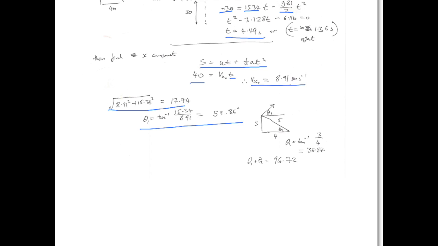of the projectile motion. And to answer the question fully, you need to bear in mind that we've just calculated the angle theta with respect to the horizontal. We need to combine that with the second angle theta 2 in order to get the angle relative to the slope. And the final answer is 96.72 degrees.